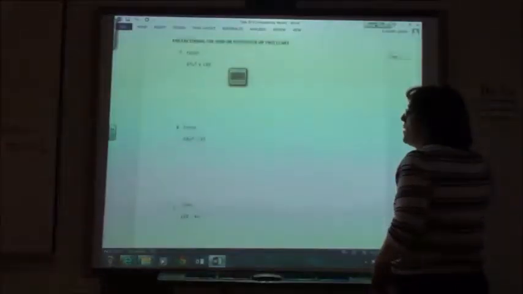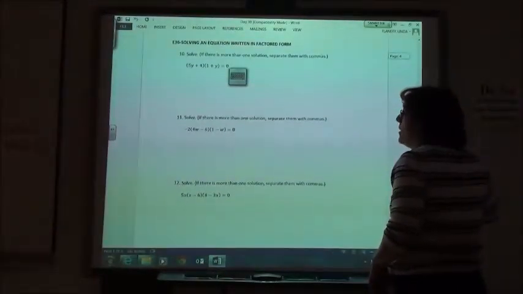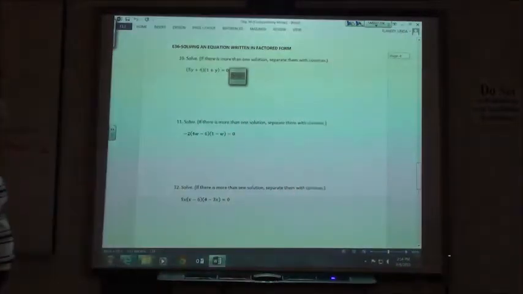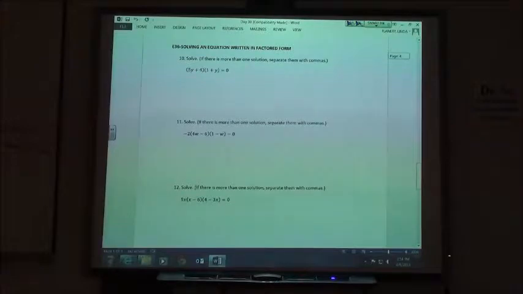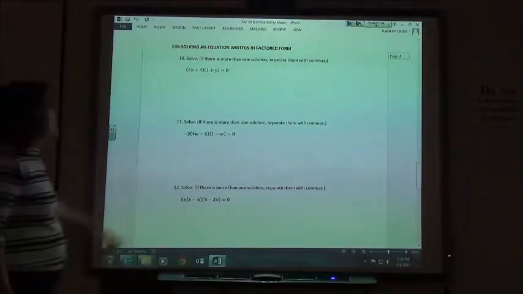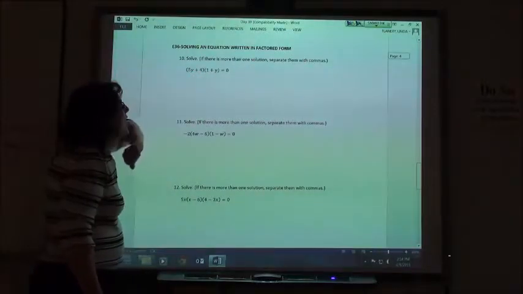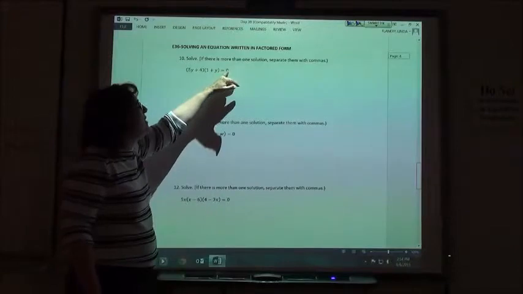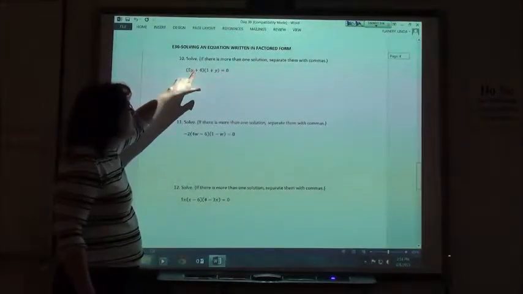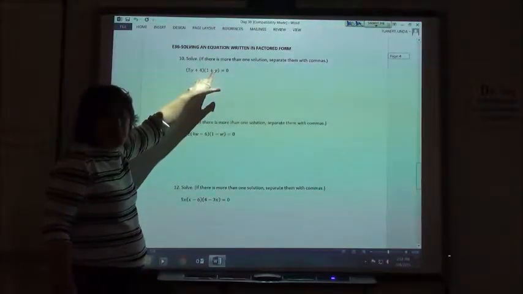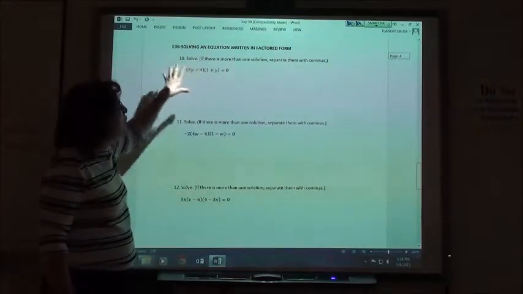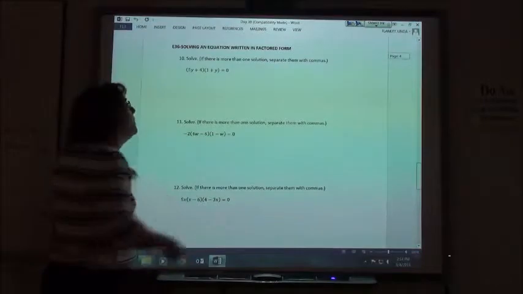Solving an equation in factored form. Solve; if there's more than one solution, separate them with commas. In fact, for every variable we should have a solution. In this case, we have 2 different variables. If I have something written in factored form and it is equal to 0, either this factor could be 0 or this factor could be 0, because 0 times anything is still 0. So all we're going to do is break this into 2 really easy problems.